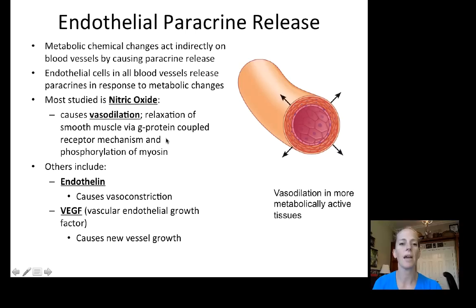We can also have local paracrine release. The most studied is nitric oxide. Nitric oxide is a chemical that is released in response to metabolic changes that will cause, again, vasodilation. There are some other less well-studied paracrines that can cause changes. Endothelin causes vasoconstriction. Vascular endothelial growth factor can cause new vessel growth. So these are local chemical changes that can affect the diameter of blood vessels, the radius of blood vessels.